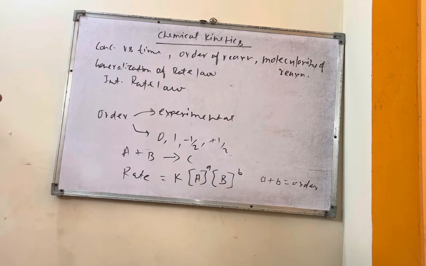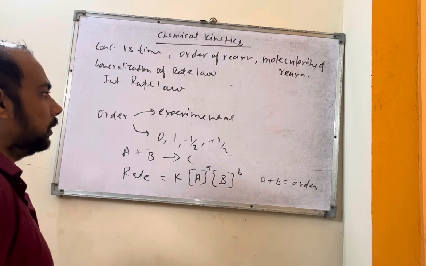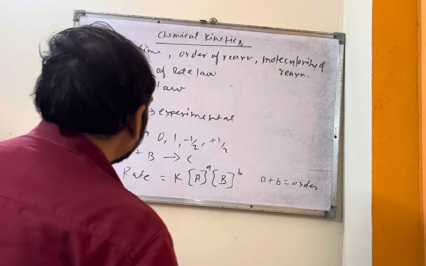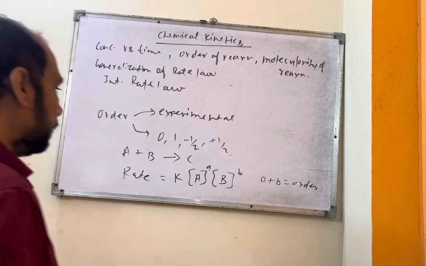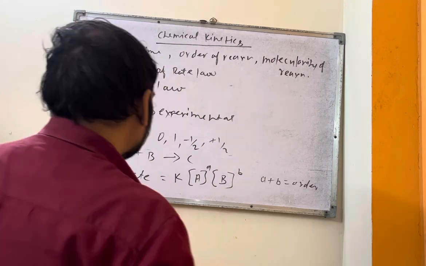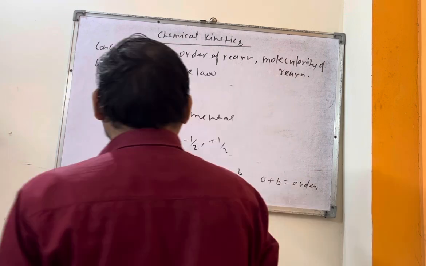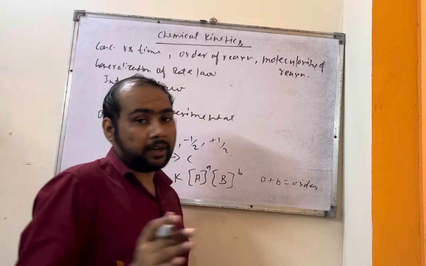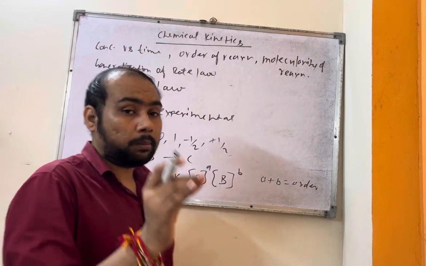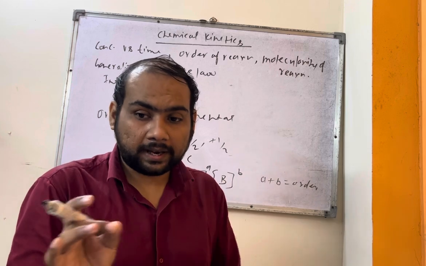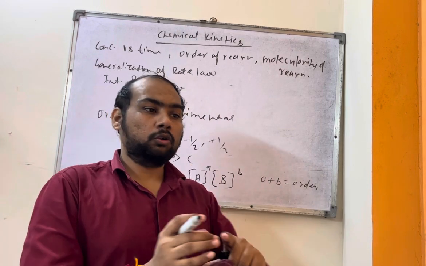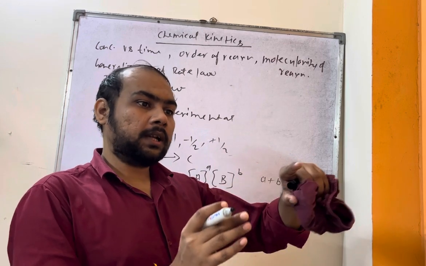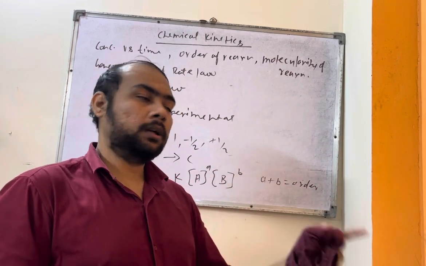So this is our order of reaction, and let's also cover first the molecularity of the reaction, and then we'll move to the generalization of rate law. So molecularity of reaction is defined as the number of effective atoms or molecules colliding to form the transition state. So they are going to lead to a product.